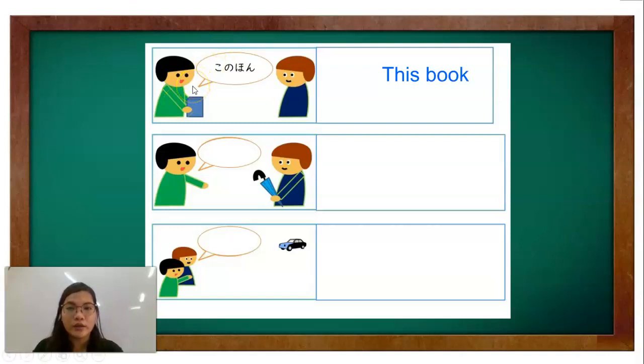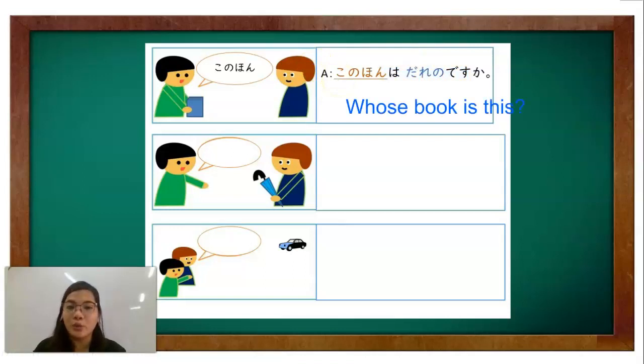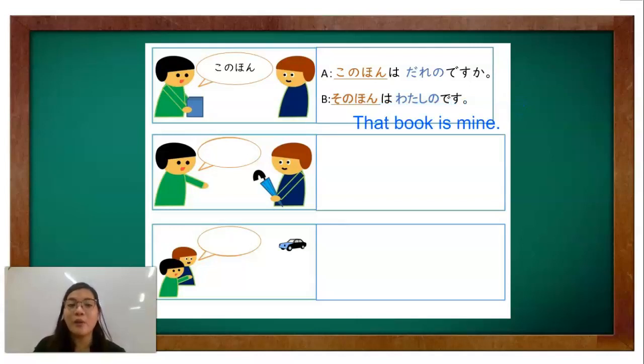Kono hon. Okay, kono hon. So, kono hon wa dare no desu ka? Sono hon wa watashi no desu. Okay? Again, kono hon wa dare no desu ka? Sono hon wa watashi no desu. So that means A, kono hon wa dare no desu ka? So, whose book is this? And then, sono hon wa watashi no desu. Okay? That book is mine.